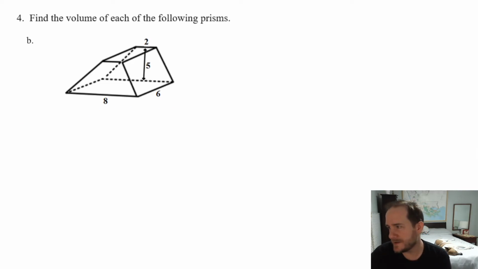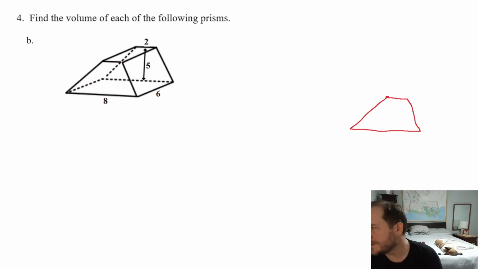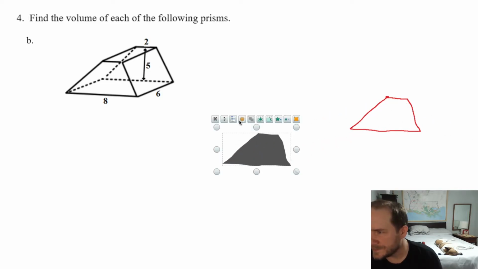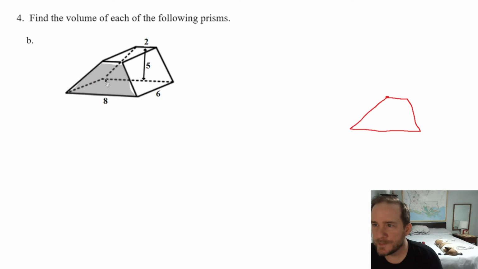So looking at B, this is where we started to start seeing some weirder ones. So for B, the base of this prism is going to be this trapezoid right here. Yep, that guy there. And I want to highlight this. So let me fill that with, I don't know, gray. And make it just a little bit see-through. But it's that face there, that one that I'm highlighting, right?